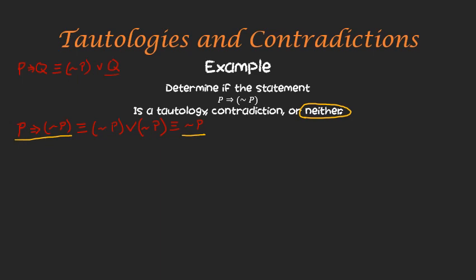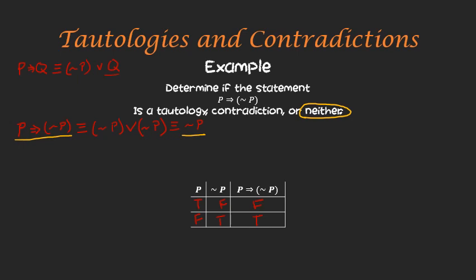We could also do this by doing a truth table. So I'm just going to quickly go through a truth table here. We just have the one component statement P. So P, true, false, and not P, false, true. P implies not P, so true implies false. That's false. And then false implies true. That's true.